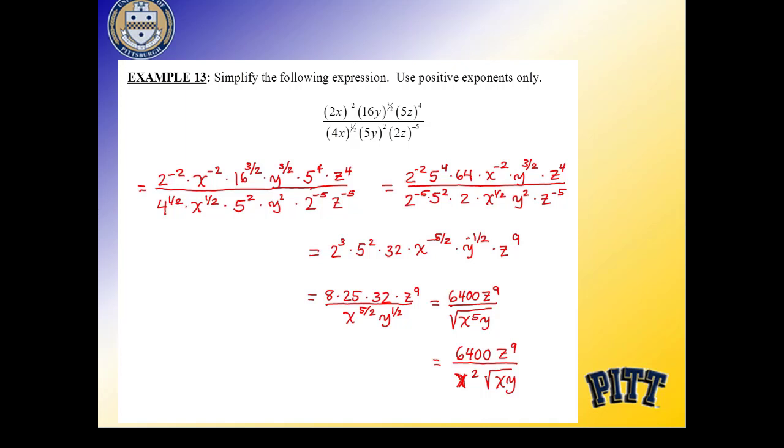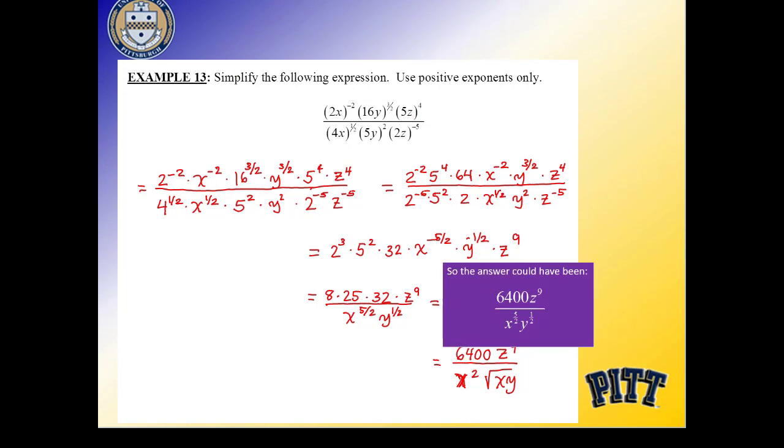And now I work on doing some more simplification. So 2 cubed is 8, 5 squared is 25, 32 is still 32. I move the x and the y to the bottom to get rid of the negatives on their exponents, so the z to the 9th still stays on top. So the top becomes 6400 z to the 9th. I could have left the x to the 5 halves and y to the 1 half down there. It really depends on the question being asked. That's a satisfactory answer because it says simplified. It is a little bit more simplified.